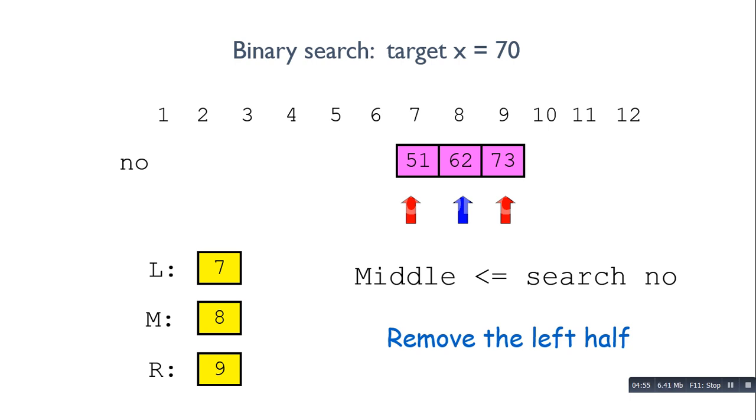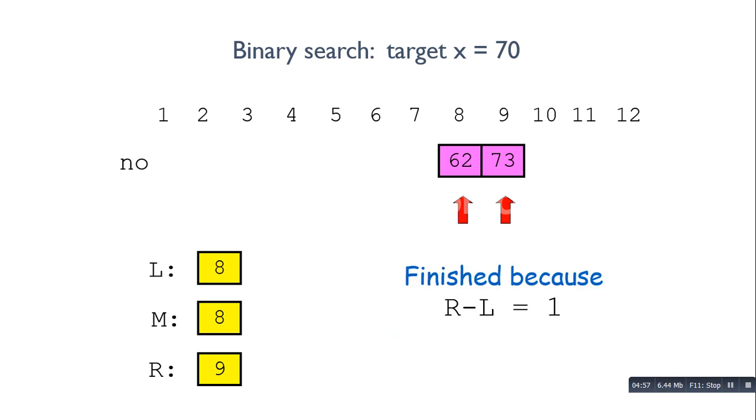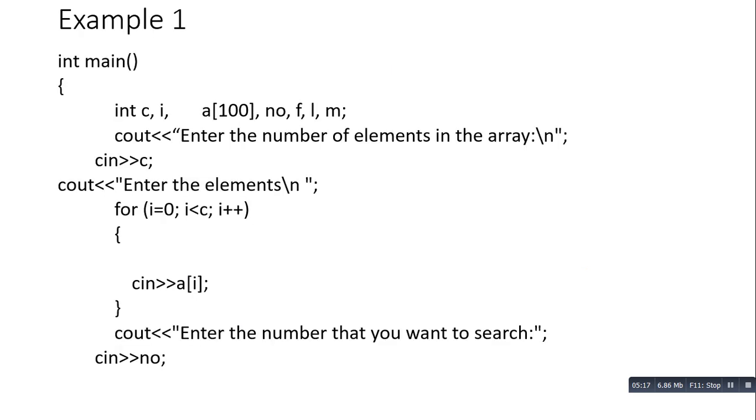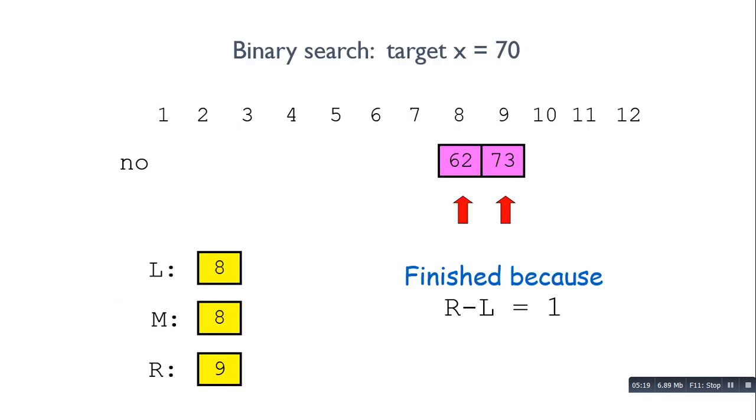The remaining two numbers are 62 and 73. Now it is checking whether R minus L is equal to 1. The right element minus the left element is now 9 minus 8, which is equal to 1. Until then the process goes on. We have continued till now and 70 is not in the list, so it displays that the number 70 is not in the list.